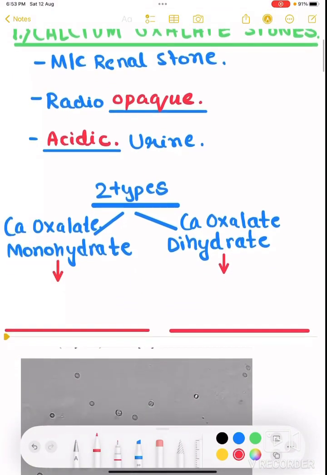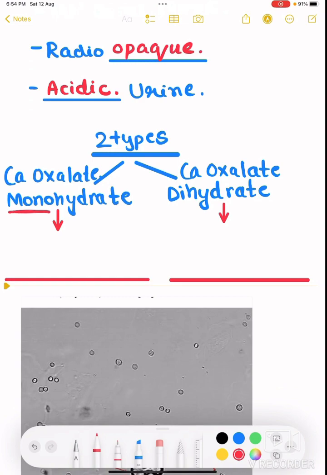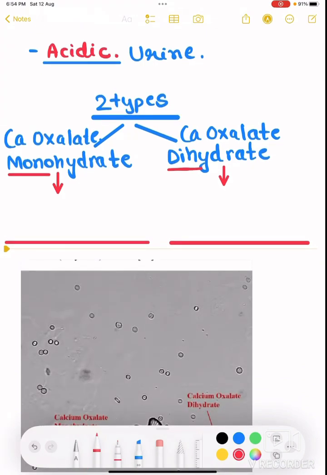There are two types of calcium oxalate stones. First one is monohydrate type and the second one is dihydrate type. Calcium oxalate monohydrate stone and calcium oxalate dihydrate stone. So what is the morphology or the shape of these types of stones? First, the calcium oxalate monohydrate stone is dumbbell shaped, right? And the calcium oxalate dihydrate stone is envelope shaped.